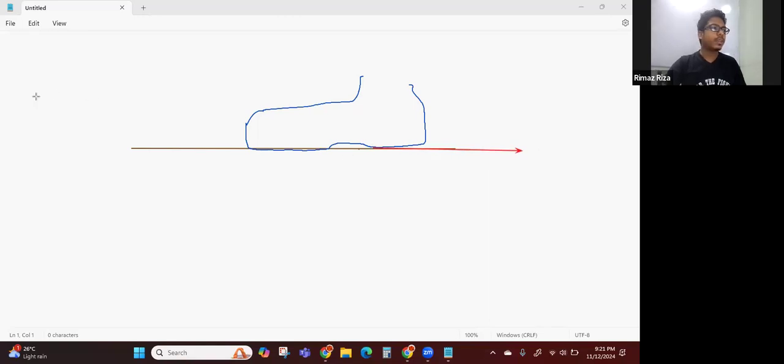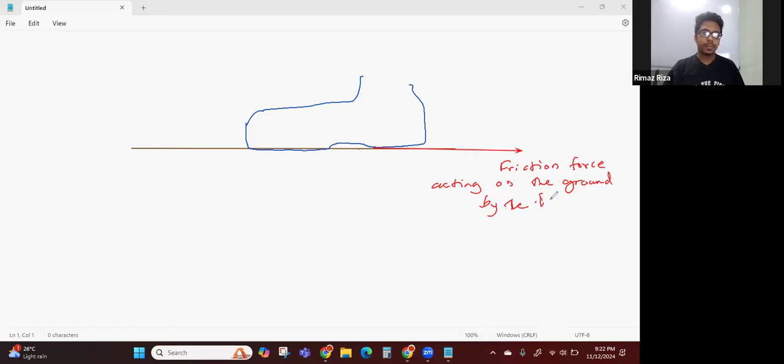Okay. So this is the friction force acting on the ground by the foot. So then, according to Newton's third law, an equal and opposite reaction force will be acting on the foot by the ground.